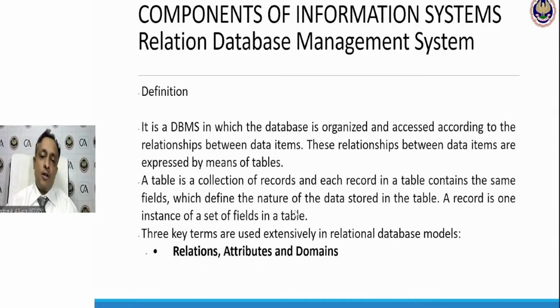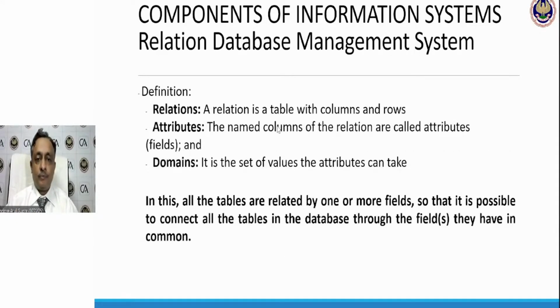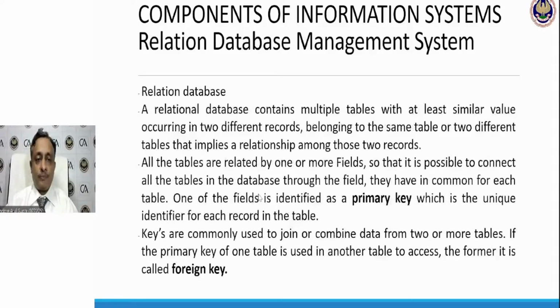Relations, attributes, and domains. A relation is a table with columns and rows; the named columns of the relation are called attributes, and a domain is the set of values attributes can take. This is an example. Now, when you join two data tables, you join them through something called a primary key, which is unique. After the definition, I'll show you an example.